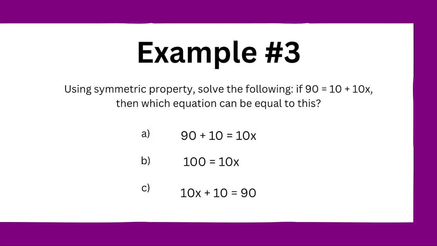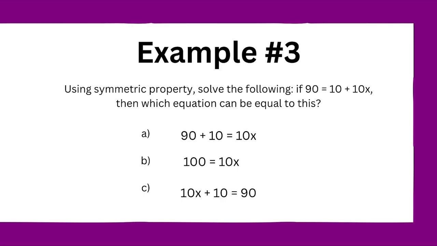Going on to my last example, number 3, it's asking me using symmetrical property, solve the following. If 90 equals 10 plus 10x, then which equation could be equal to this? So A, 90 plus 10 equals 10x. B, 100 equals 10x. C, 10x plus 10 equals 90. So I know that applying that formula, A equals B and B equals A, I'm going to look at the equation I'm given, the very first given, and I'm simply going to swap that around. So 10 plus 10x will actually go on the left and 90 will go on the right. And I see that C applies this, so C would be my correct answer.